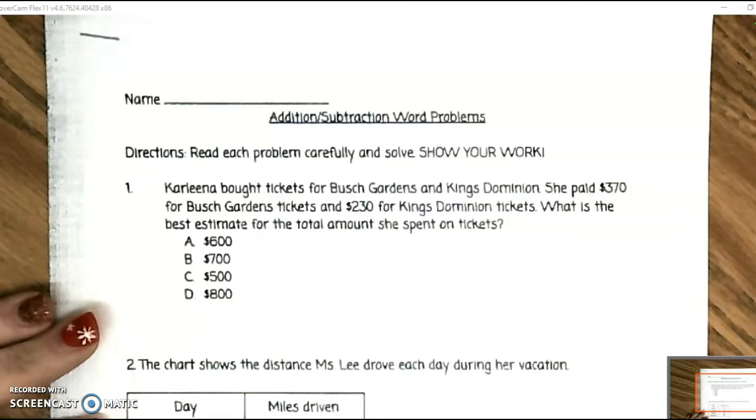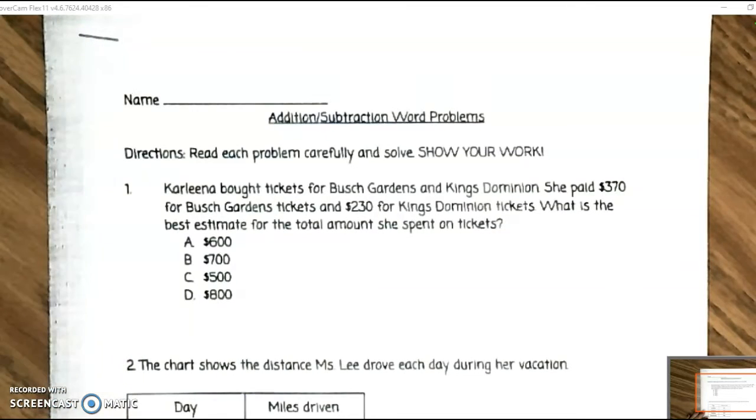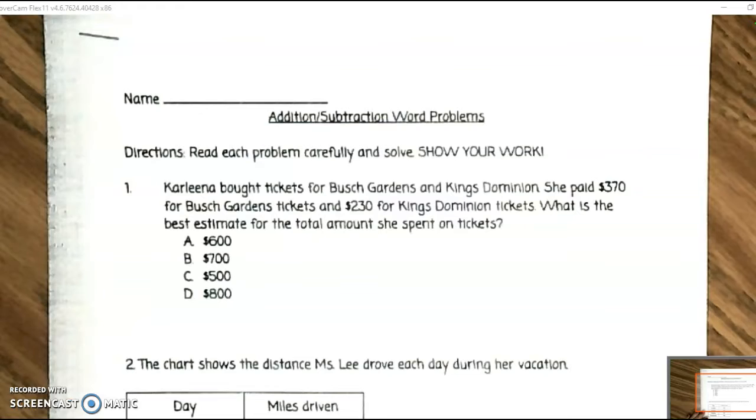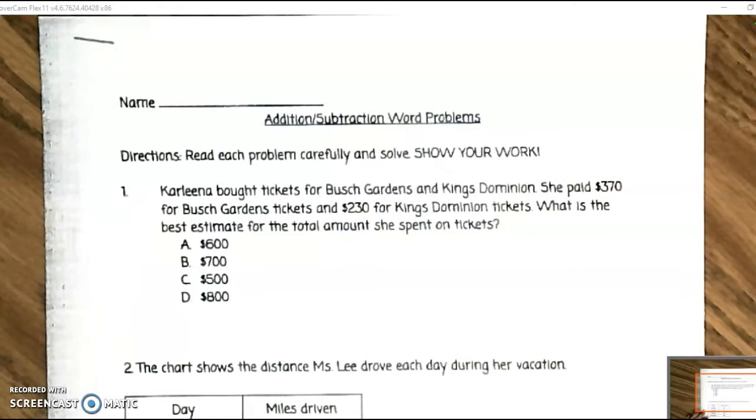All right, I'm going to show you how I walk through solving word problems with third grade students. These problems are similar to the types that they will see on their retest or a test, anything like that. So the first one says, Carlina bought tickets for Busch Gardens and King's Dominion. She paid $370 for Busch Gardens tickets and $230 for King's Dominion tickets. What is the best estimate for the total amount she spent on tickets?